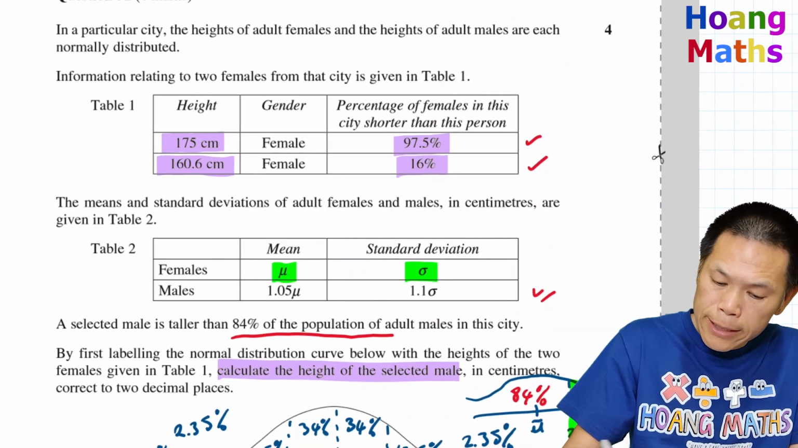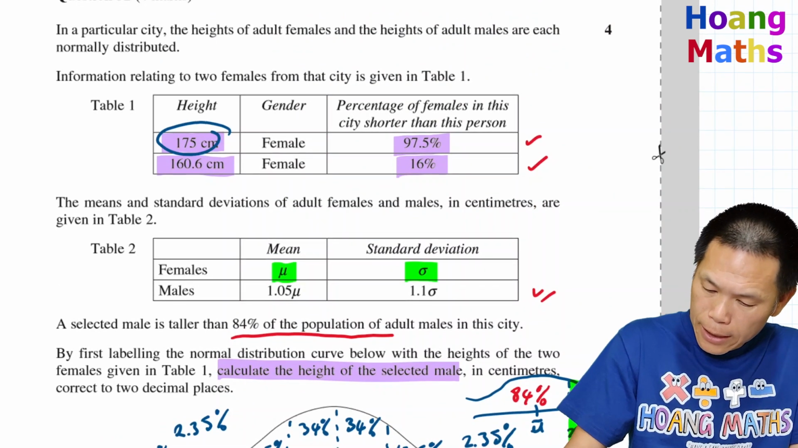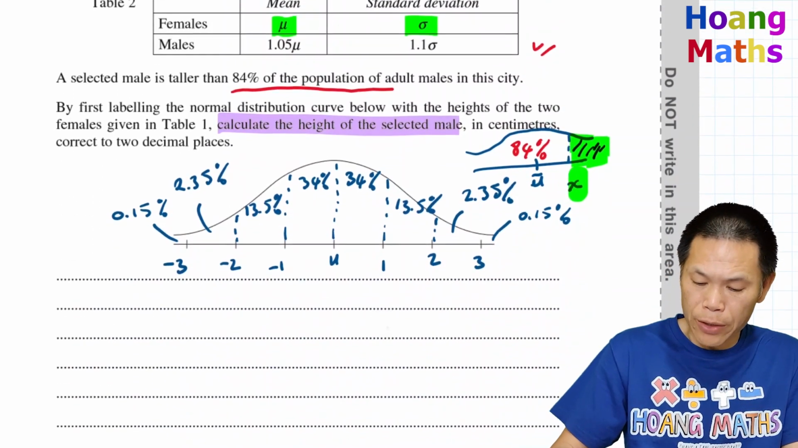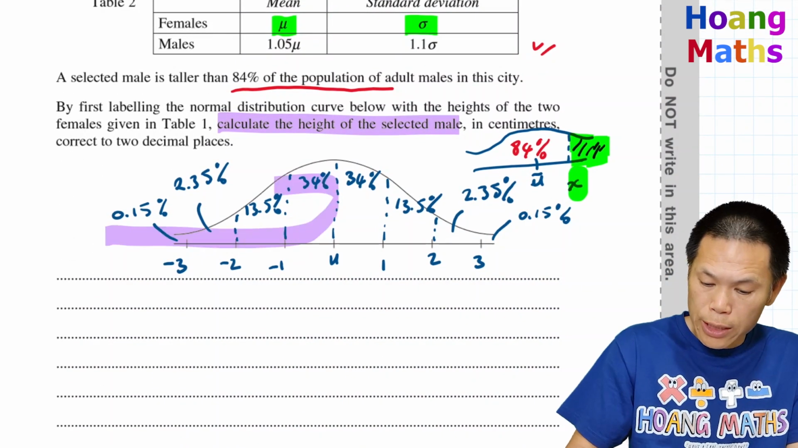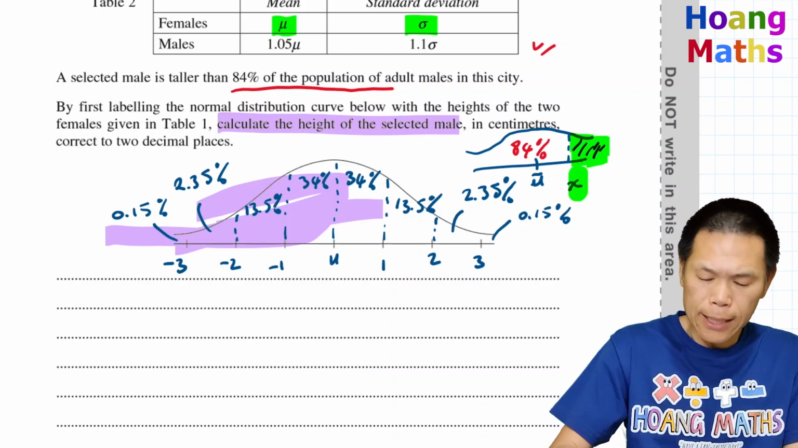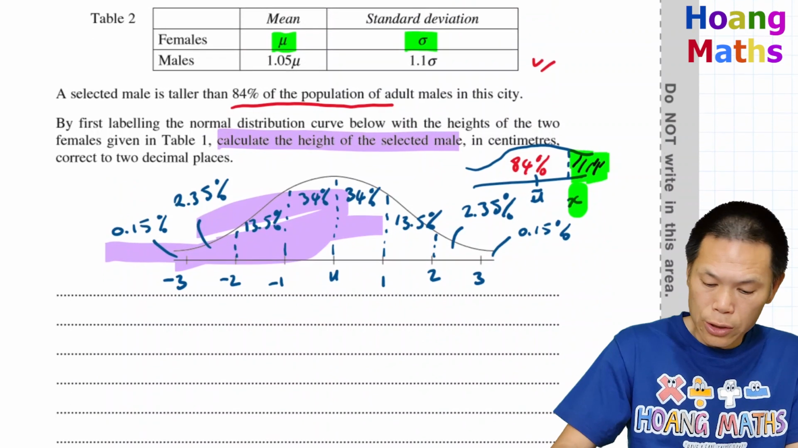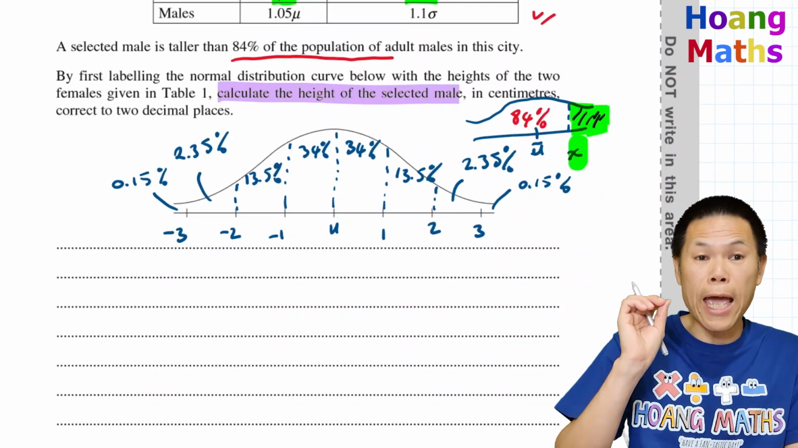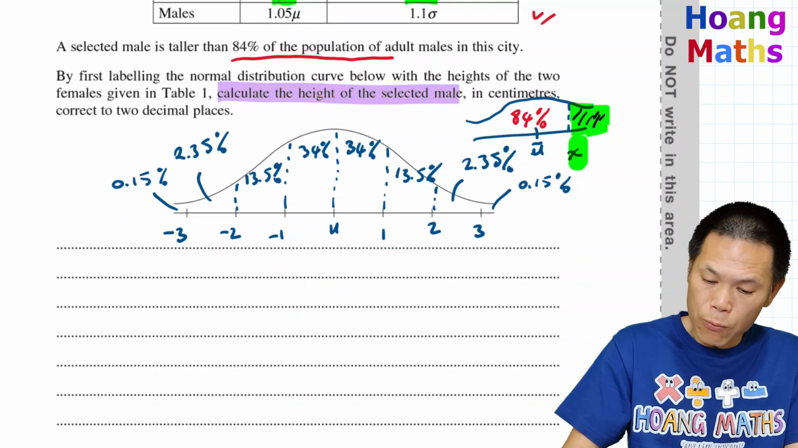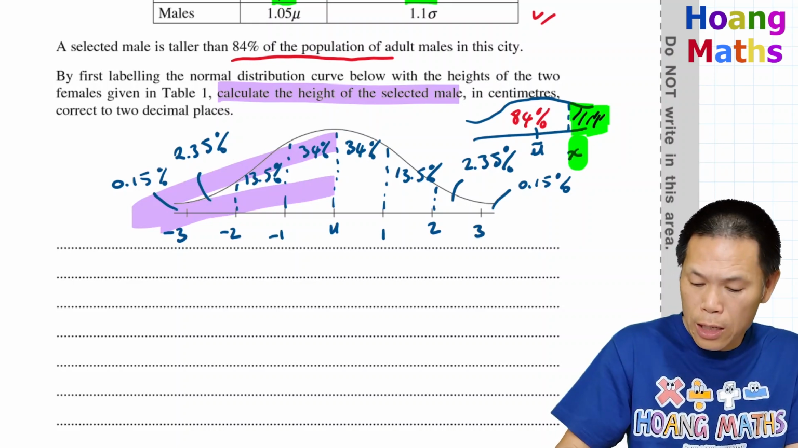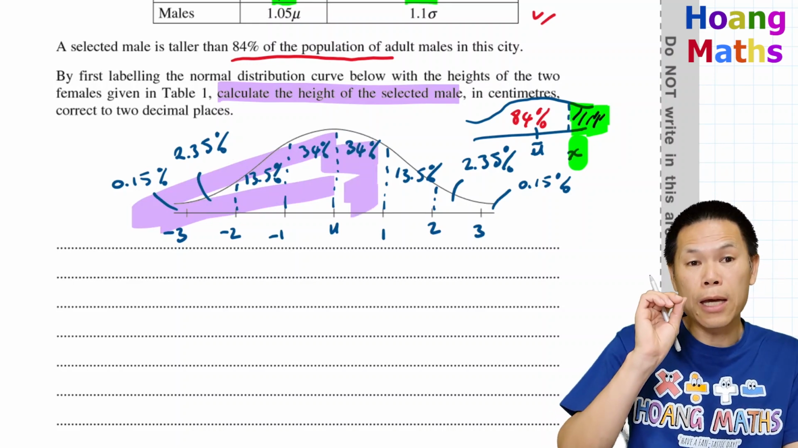So the probability that less than this is 97.5%. So less than, okay? So somewhere, this region here, somewhere, okay, that is shorter than 175. So let's work this out. So we just add these probabilities together. And we know that this one here is already 50. So if we add 34, that gives me 84.